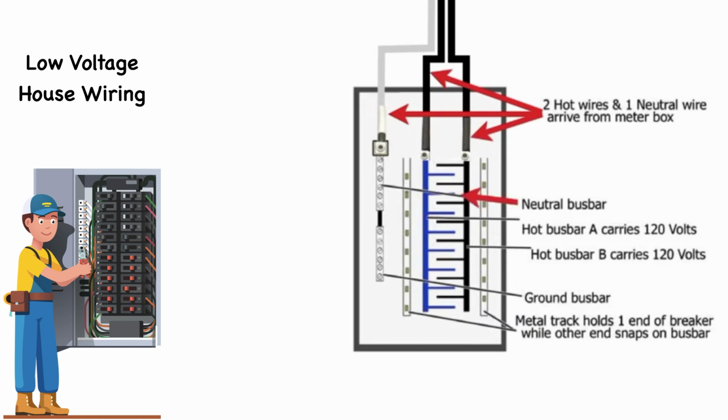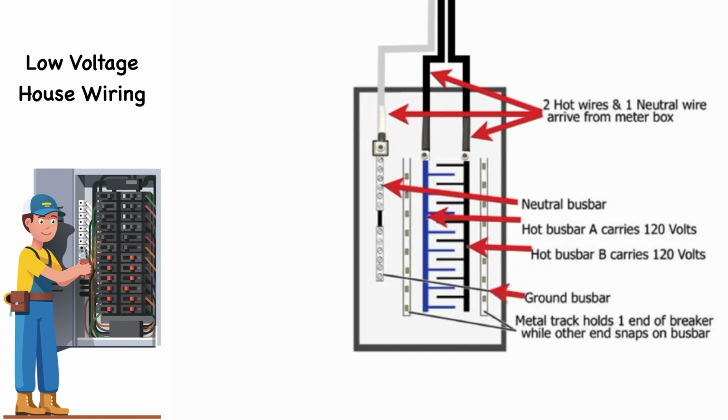The neutral is connected to a neutral bus bar. This bus bar contains several screws that can receive outgoing neutral connections. One of the hot connections is connected to a hot bus bar, let's call it A. The voltage of this bus bar is 120 volts RMS, with respect to the neutral. The outgoing current limiting devices, breakers, are connected here. The other hot connection is connected to a second hot bus bar, let's call it B. The voltage of this bus bar is also 120 volts RMS with respect to the neutral.